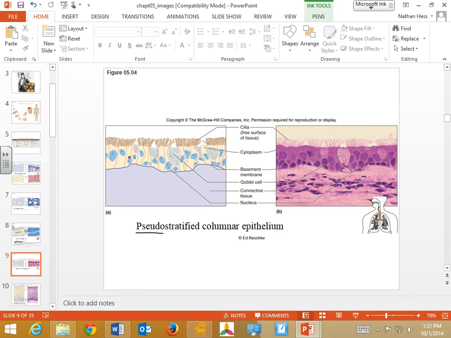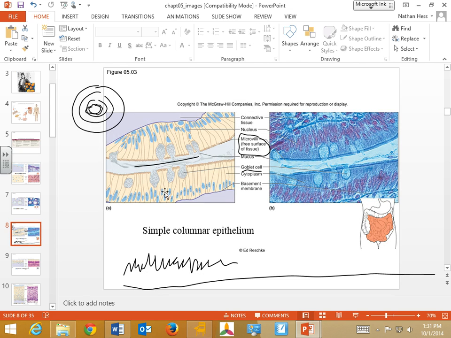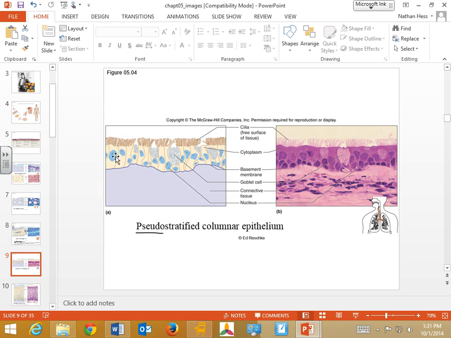And you see the nuclei don't follow this nice, crisp, clean pattern like this guy does, right? They're all pretty well lined up here. The pseudo-stratified, they're kind of up and then down and up and down. And so it looks like it's stratified, but it actually isn't. It's still just one layer. Okay?